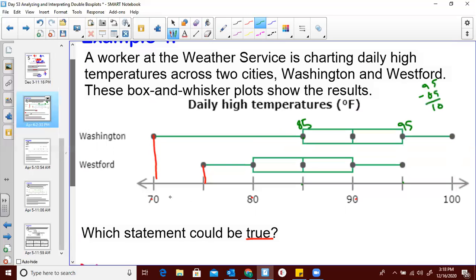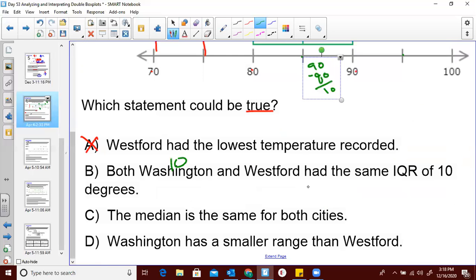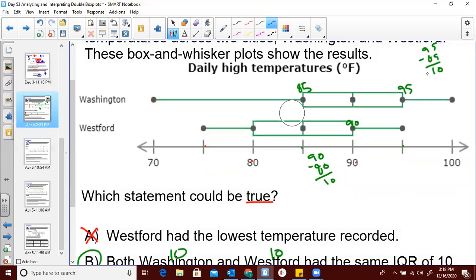And let's look at Westford. Well, it looks like we have about 90 here, which is good, 80, good. And 90 minus 80 is also 10. So it says they have the same IQR of 10 degrees. So B is definitely our answer, but we're good test taking students, so let's go ahead and check out C and D. Maybe they'll be quick too.